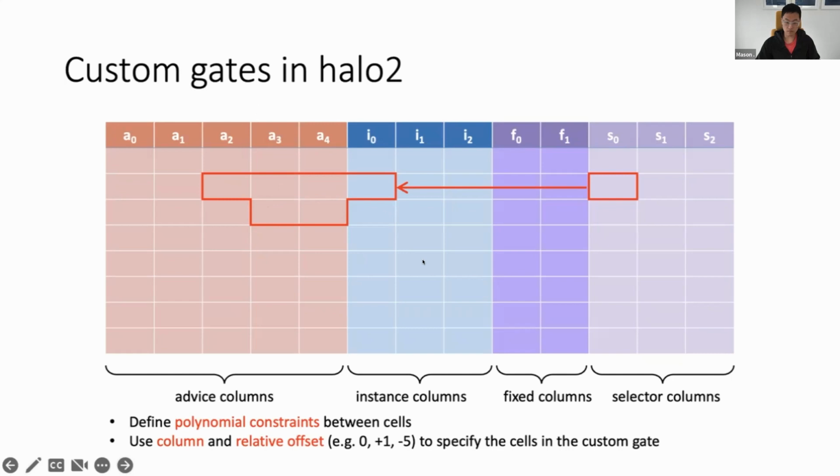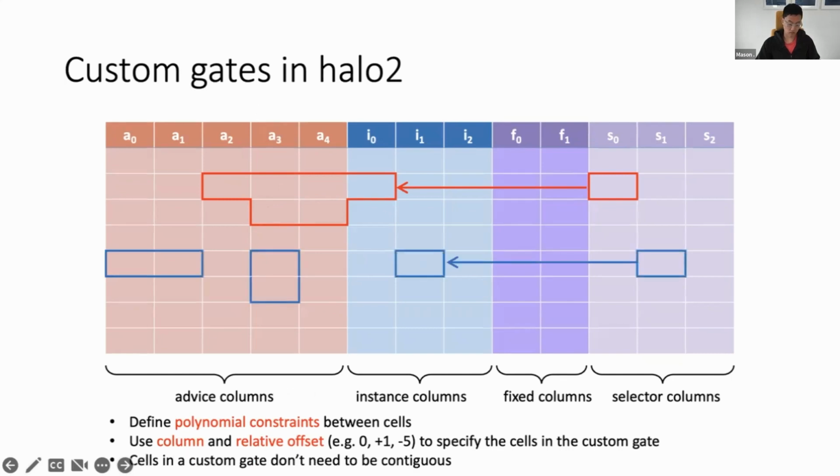Okay, and the cells in a custom gate don't need to be contiguous, right? So you're allowed to have one custom gate that references A1, A0, A1, A3, and I1. So even though the way that the circuit has been laid out, these things aren't touching, this is not a problem in Halo2.